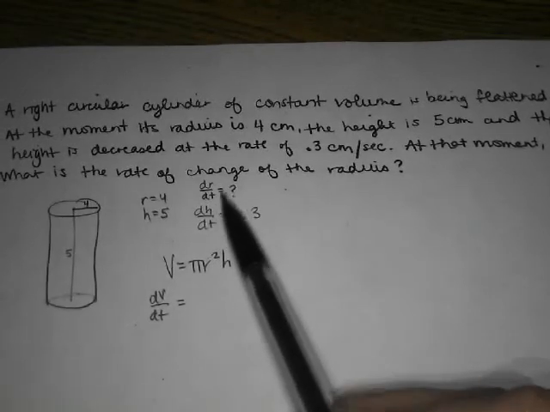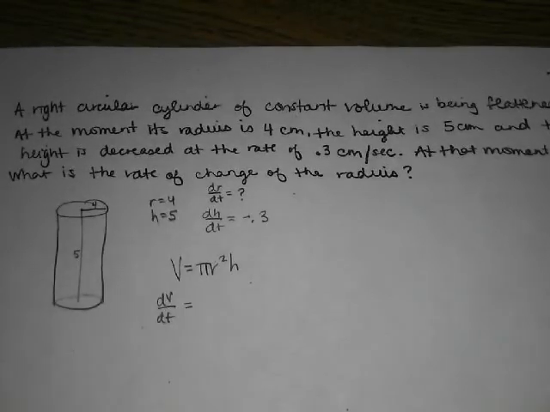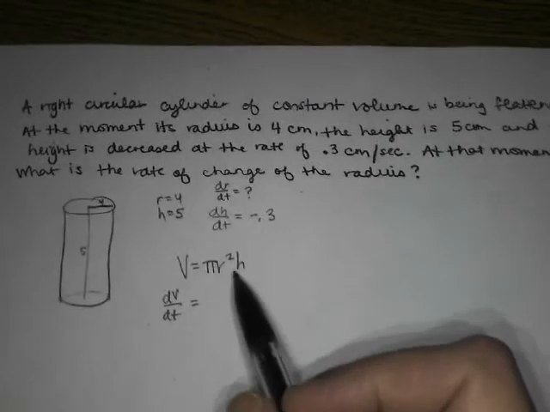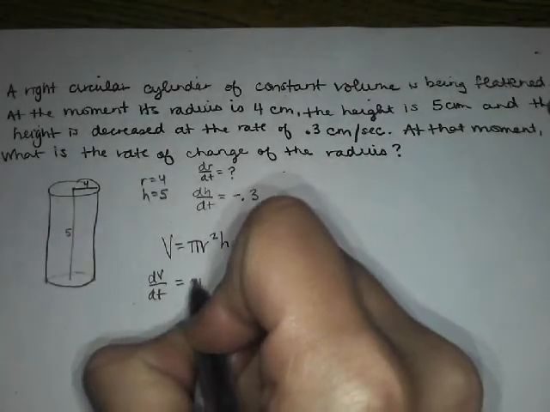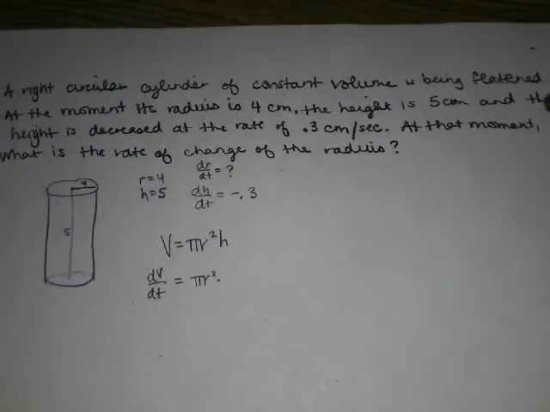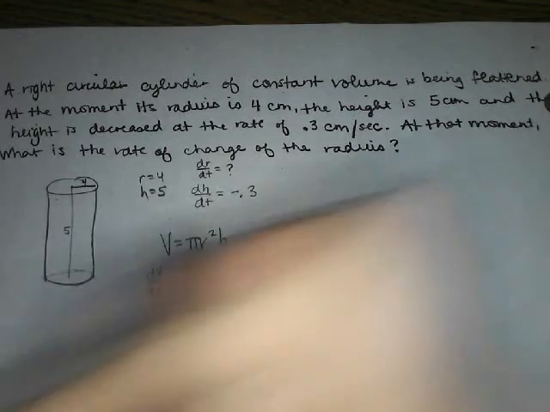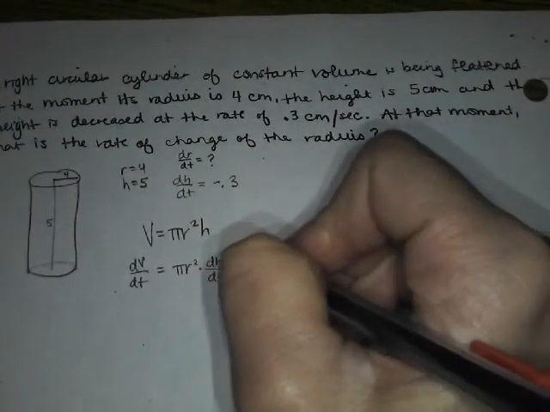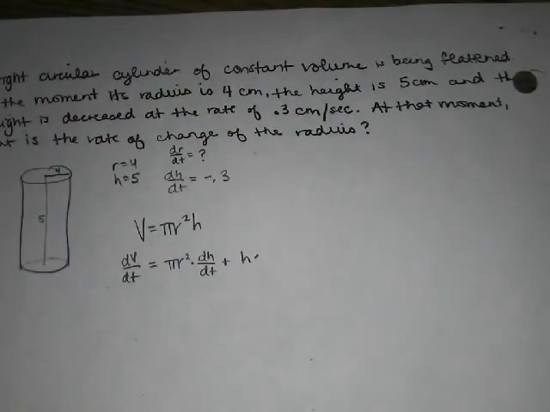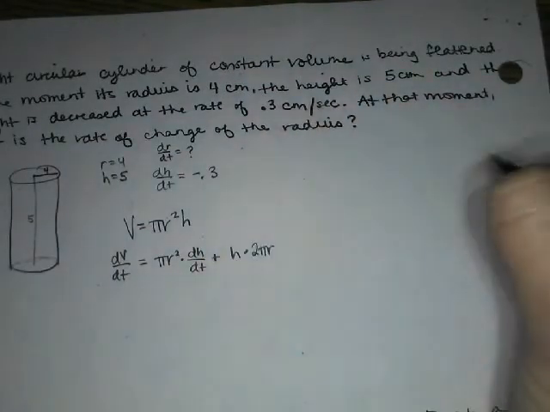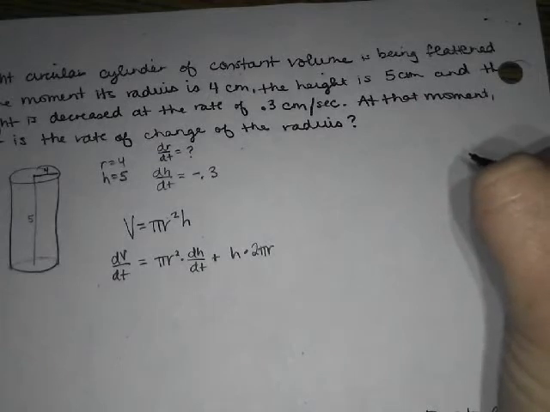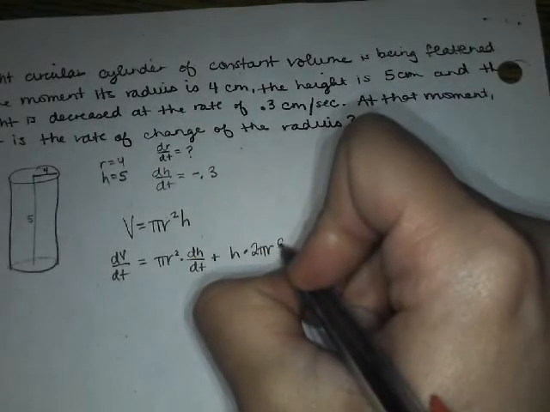So for the product rule, we have our first times the derivative of h, dH dt, plus our second, which is h, times the derivative of pi r squared. What's the derivative of pi r squared, Bryce? Yes. Good. Are you debating whether or not to put that on there? Oh, put it on there every time.